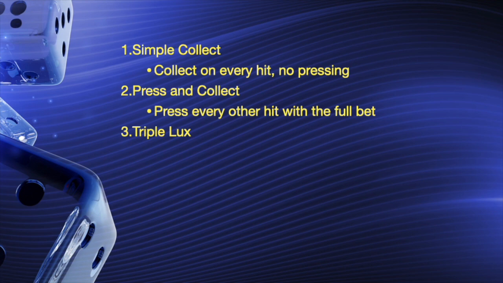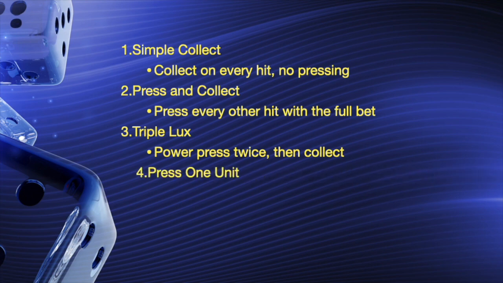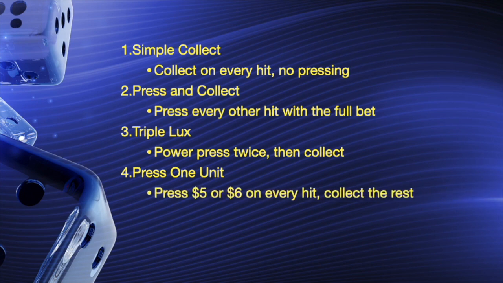The third strategy is based on Casino Quest's triple luck strategy. The bets are power pressed twice before collection, and then the process repeats. The bets are increased by as much as $4 if that makes them round to even $5 or $6 increments, depending on the number. And that's why we call it a power pressing strategy. The fourth strategy is press 1 unit. It's also commonly used. Here the bets are always pressed by either $5 or $6 depending on the number, and the remainder is collected.